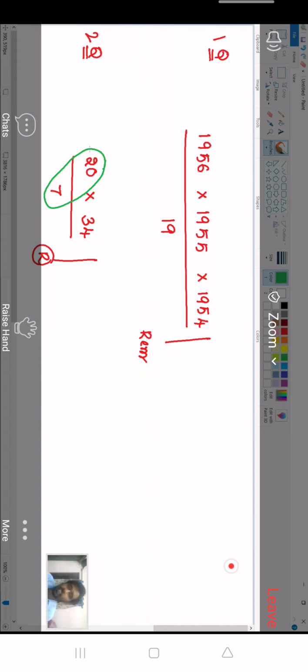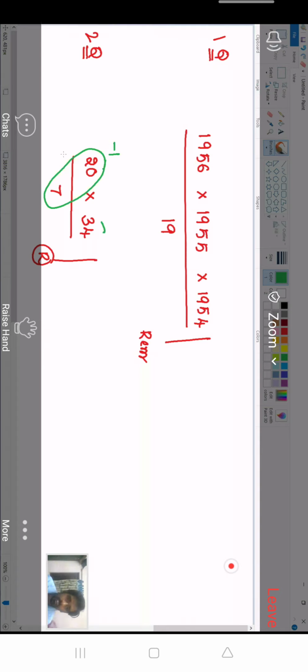20 by 7. What is 7 threes are? 7 threes are 21. Can I say 20 is going to be 1 less than 21? It's 1 less than the actual dividend 21. I am taking a remainder as -1 instead of taking remainder as 6.